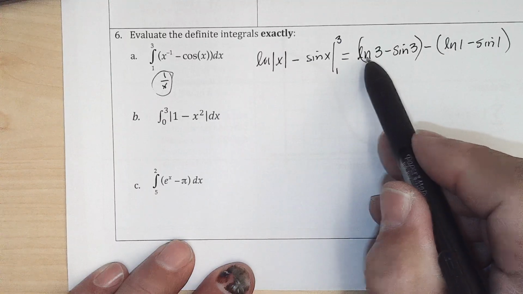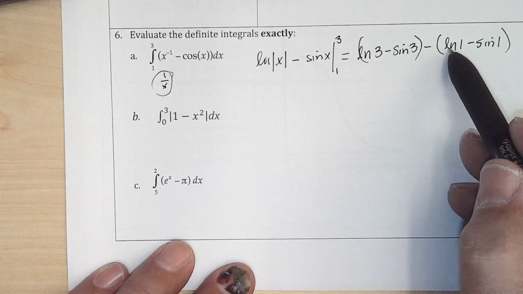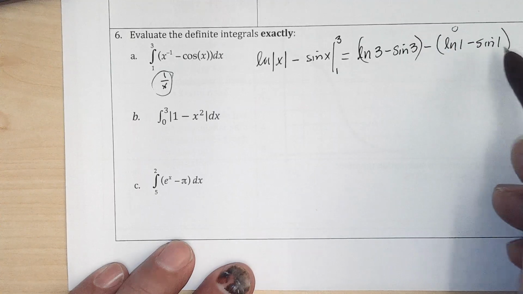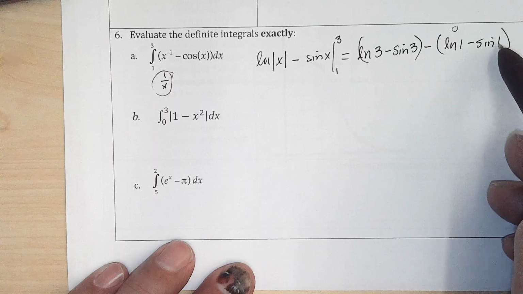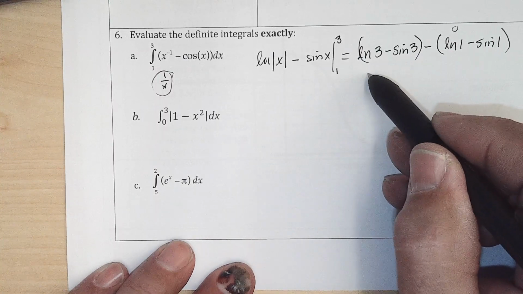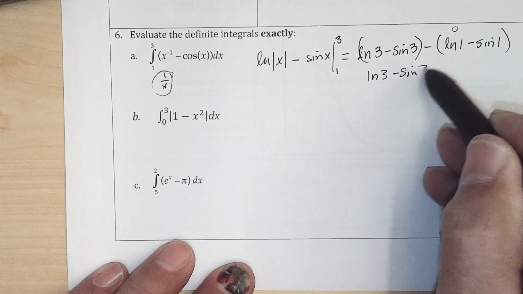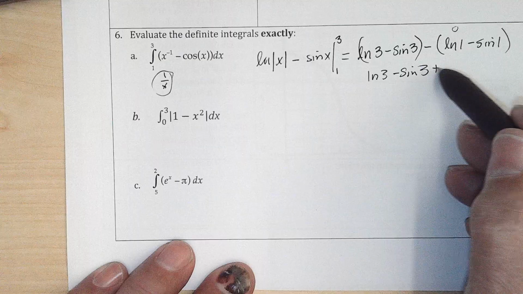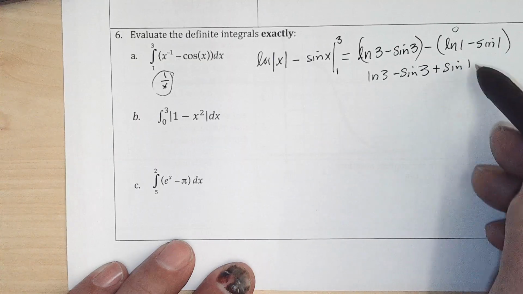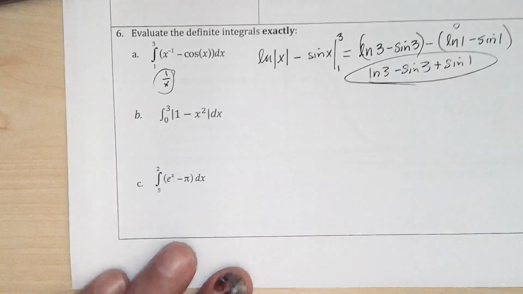And ln of 3 is an ugly number, sine of 3 is an ugly number, ln of 1 is 0, and sine of 1 is an ugly number. So you could leave it just like this, or you could write it ln 3 minus sine 3 minus a minus, plus sine of 1. And you can't combine those easily. So I would just leave it like that.